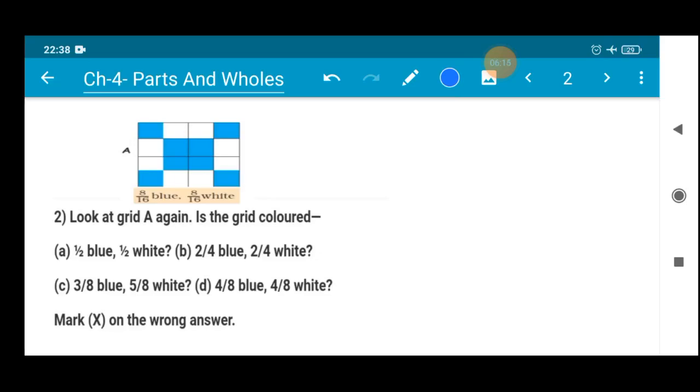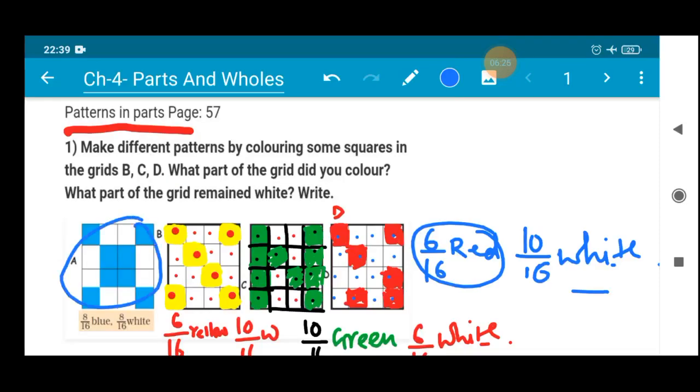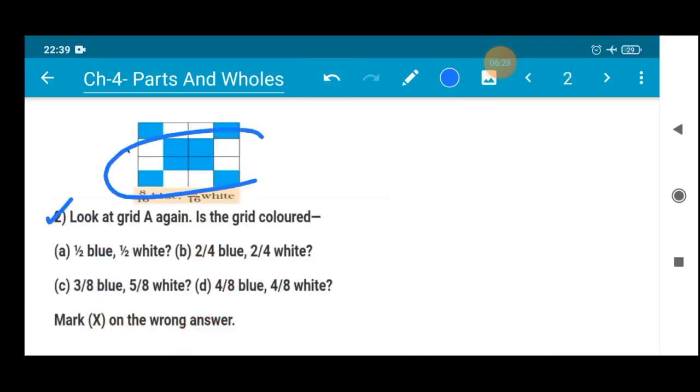In the same page number, you'll find question number 2. That is, the question is, look at the grid A again. The grid A was this, right? I have cropped it and I have pasted it over here. It is the same in your book. Look at the grid A again.